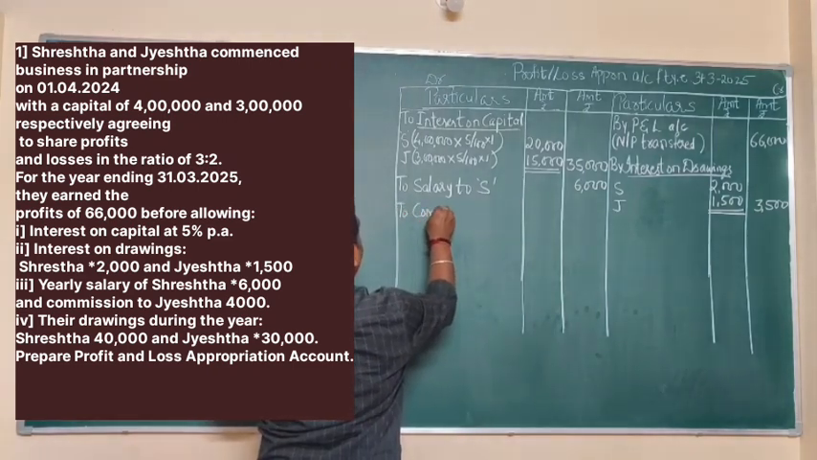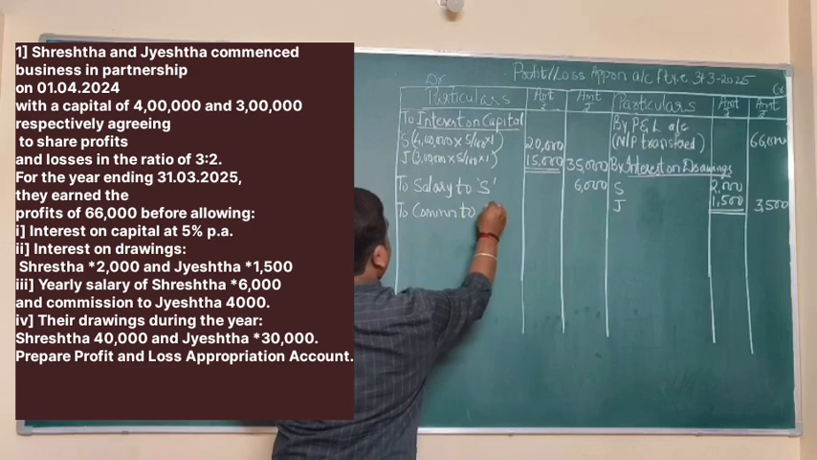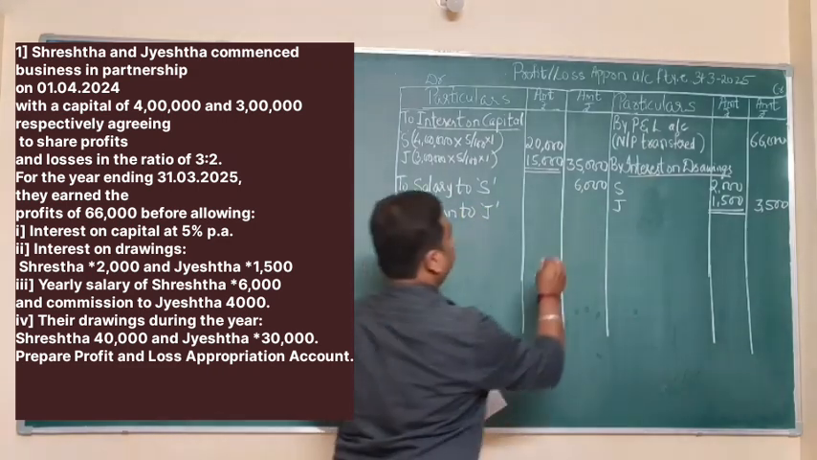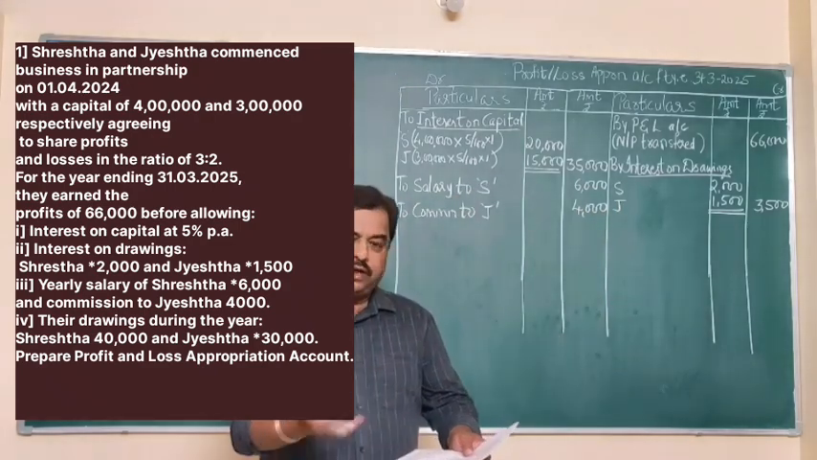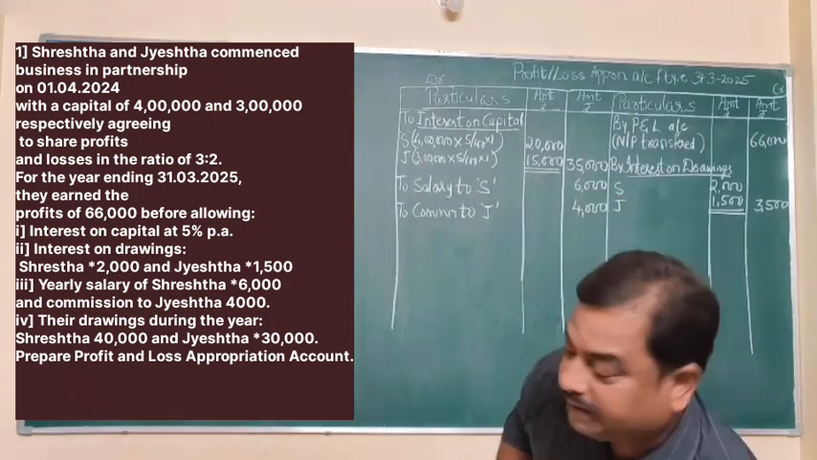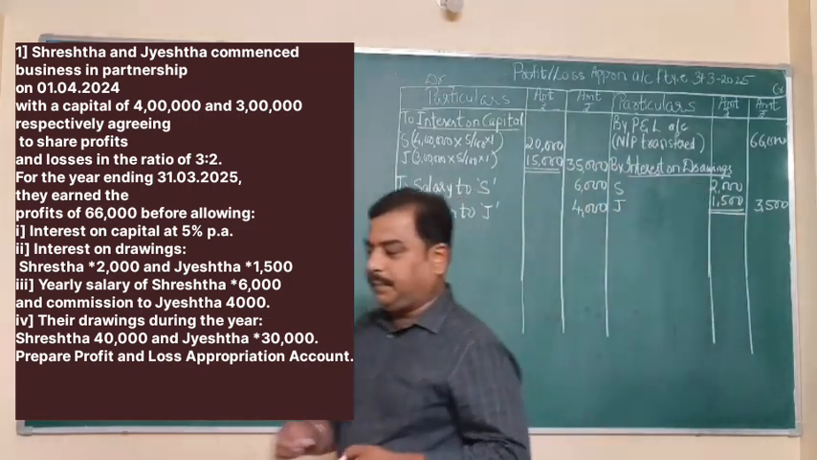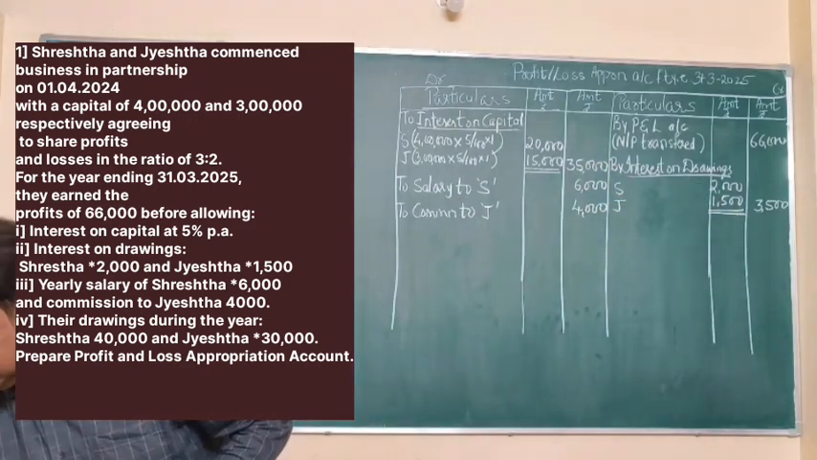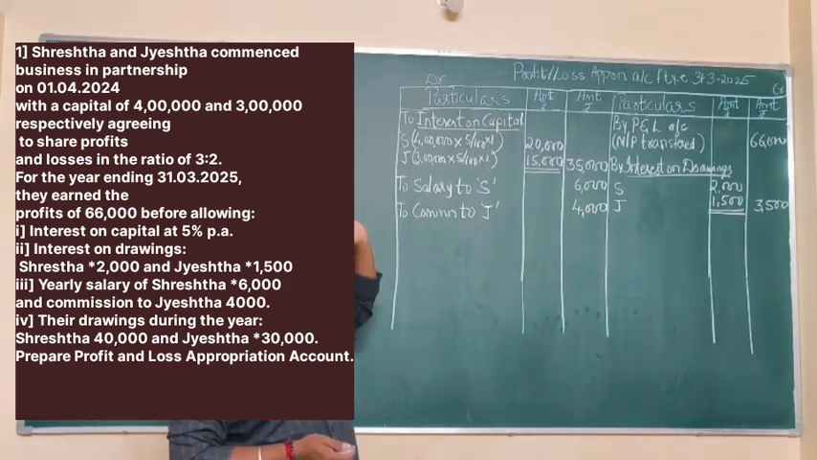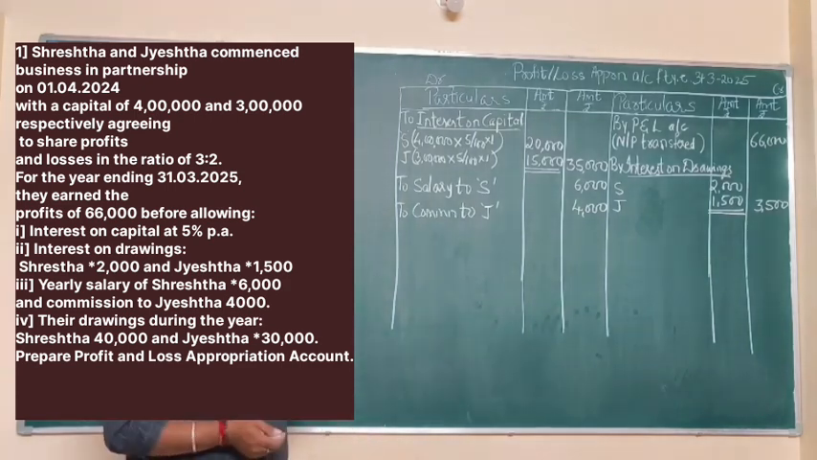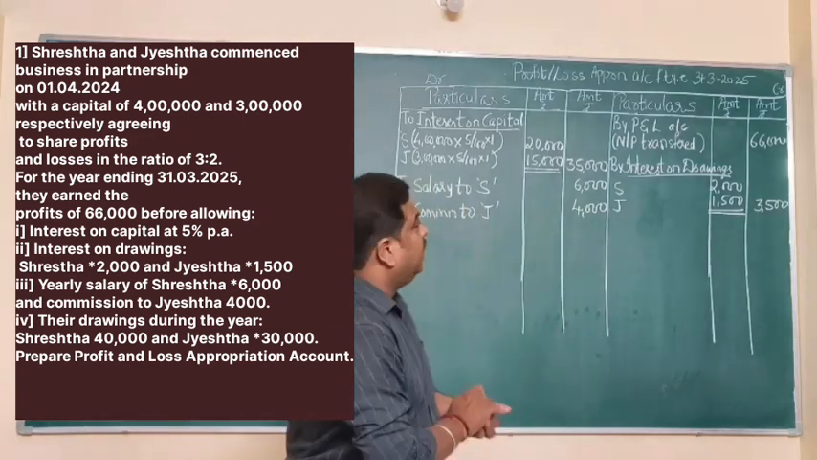Commission to Jyeshtha, how much is it? 4,000 rupees. That's it. No drawings are given here to record. So now see, we have prepared the account. Once you keep the format ready, just fill in the blanks. It is the easiest topic in accountancy, you can get 6 out of 6 here. Just 4 adjustments will come here: 3 adjustments on the debit side and 1 adjustment on the credit side.